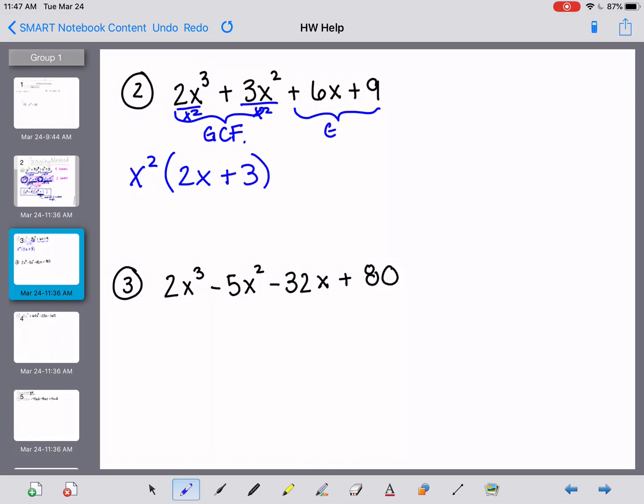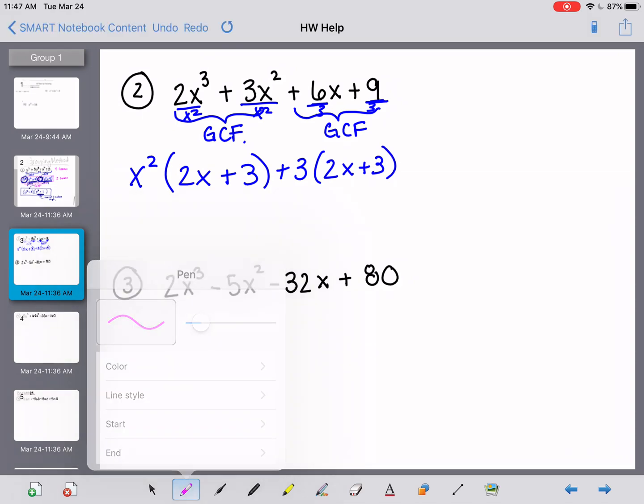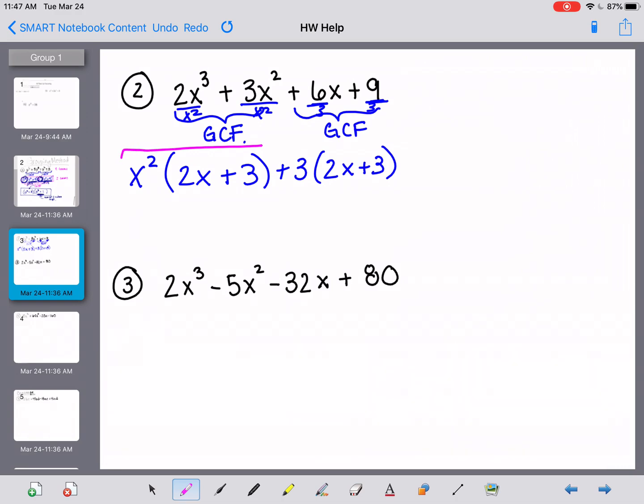I'm going to do a GCF over here. I can't do a variable GCF because the 9 doesn't have a variable. So I'm looking at the 6 and the 9. What are 6 and 9? The biggest number they're both divisible by is 3. So I'm going to take out a positive 3 GCF. If I divide each of these things by 3, I would get 2x plus 3. Right? Now is where I would go and look at my two pink boxes.